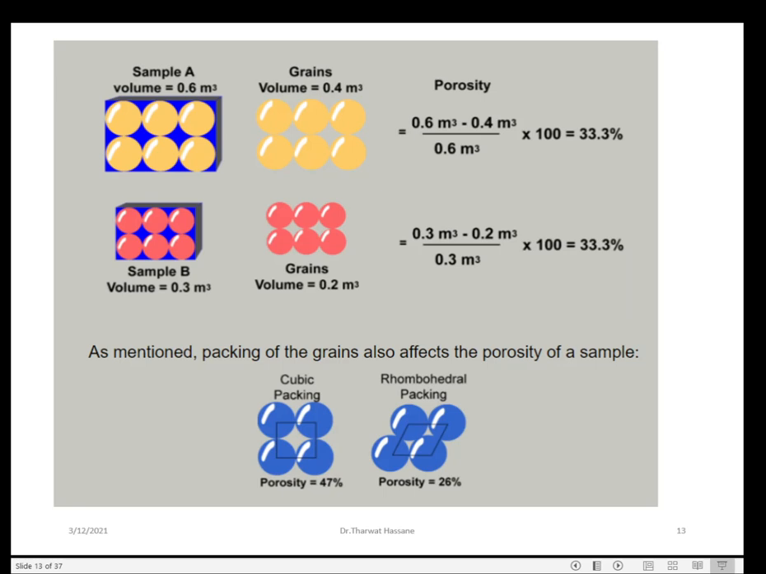But in reality, you might not find this kind of grain size. And here again, just the difference in packing between the two, with the same grains. You see 47% in the cubic packing, and rhombic packing will be a porosity of about 26%. So the packing is very important to affect the value of porosity, not the grain size. That is the conclusion.